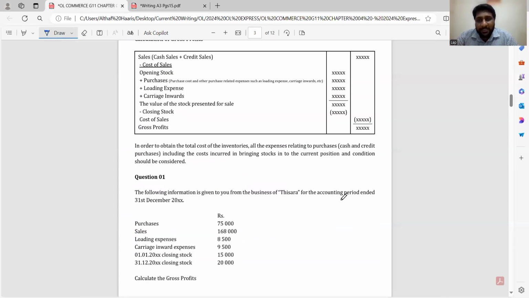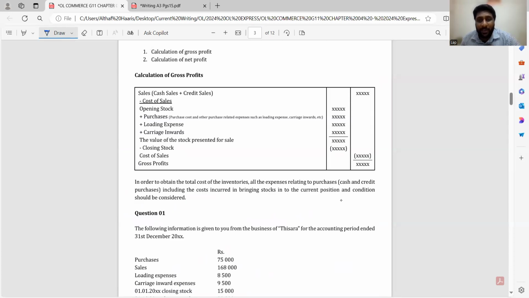So same thing, detailed version only they have given here. Sales minus the cost of the badu that we are selling, cost of sales, gross profits. Below this is just the first part. මේකට අපි කියනවා trading part එක කියලා. Later I will teach you trading part.